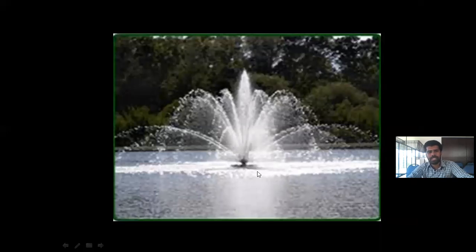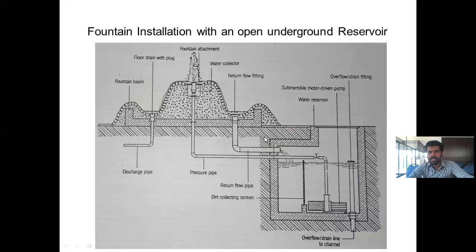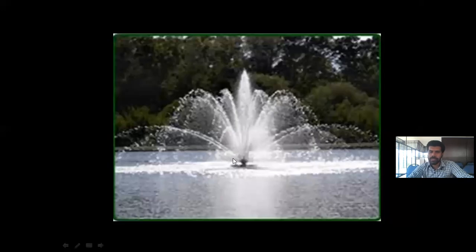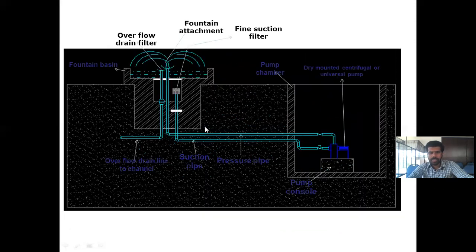So this might be a simple submersible type. The first one that we have seen already, a simple fountain using a submersible pump. Okay, this is similar to that. And when we are trying to do it in an AutoCAD drawing, it will be like this. Okay, this will be a pump. It will be directly sprayed like this. So this we have already seen. That we have just drawn in CAD.